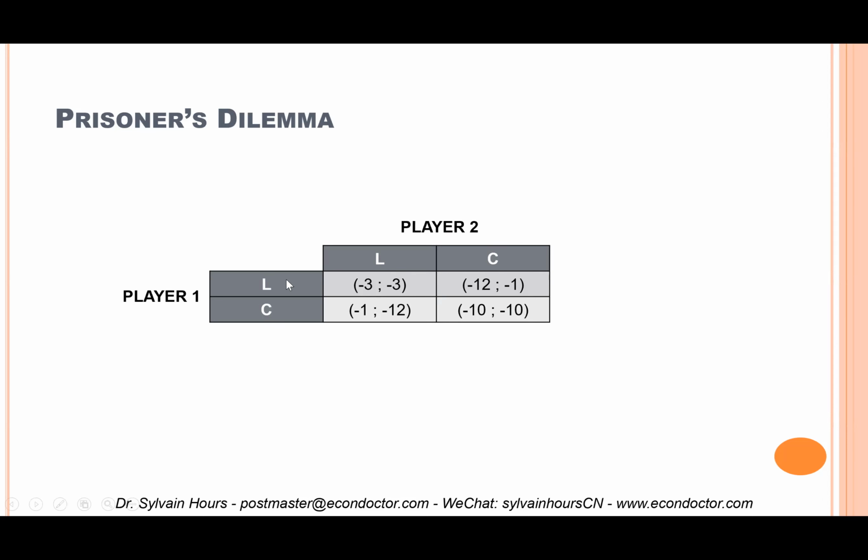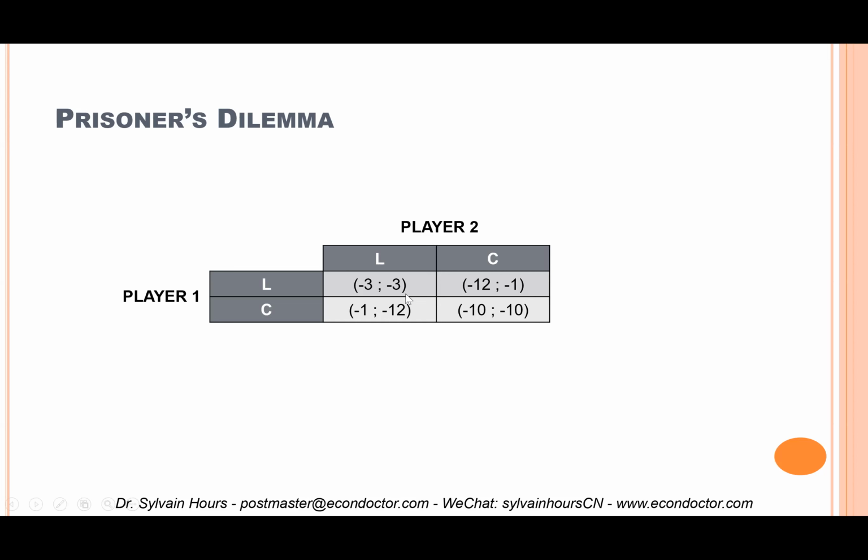Lie means they say something like, no, I'm not responsible for this robbery, I did not rob the bank. And C stands for confess. They say, yeah, I did it, sorry, my bad. So even if they both lie, that's the idea.